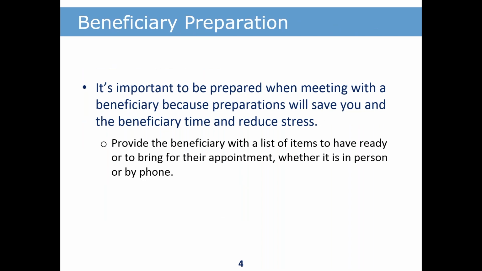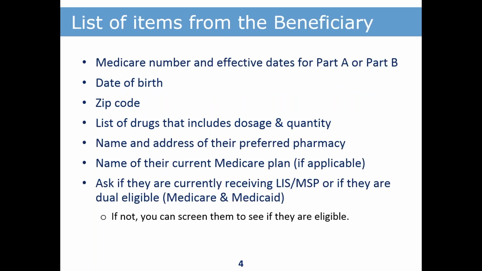So one of the important things about the Plan Finder is that you need some information from the beneficiary to get the most out of this. And so it's important to be prepared because preparations will save you and the beneficiary time and reduce stress. So the most important thing is to make sure the beneficiary has a list of what they should have ready to bring to their appointment, or either if they're going to talk to you on the phone. And the next slide goes over what those items are.